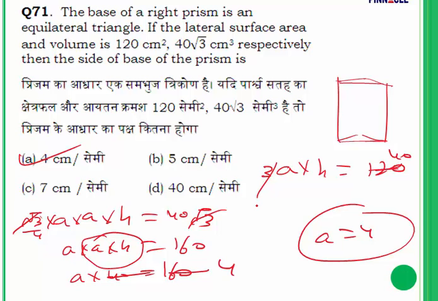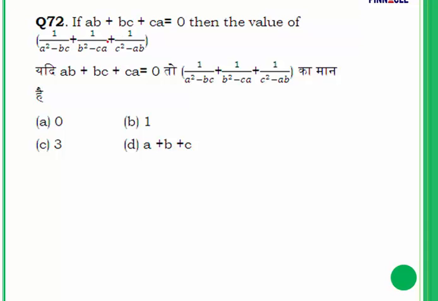The next question is question number 72. ab plus bc plus ca is equal to 0. Then we have to find the value of this expression. Here in this case, you can put values. For example, if we put a is equal to 2, b is equal to 2, then 2 into 2 is 4, and if we put c is equal to minus 1, because we have to make it 0, then b into c is minus 2, and c into a is minus 1 into 2, minus 2. So 4 minus 2 minus 2 is equal to 0. So the equation is satisfied when a is 2, b is 2, c is minus 1. Now put these values in this expression.